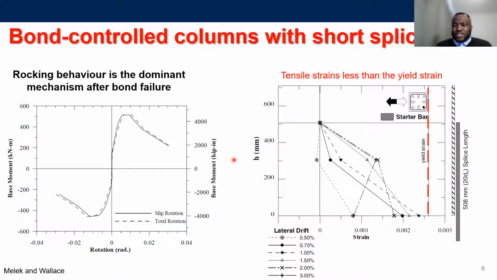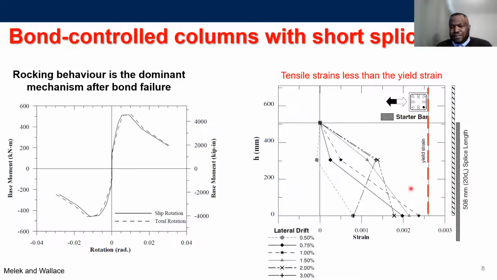I like to back up everything I say with experimental results. Here is the plot showing the base moment versus rotation for the column, which I previously showed. What we see is the fixed-end rotation contributing about 80 to 90% of the total rotation in the column, and it's due to the bond loss. So in reality, if you're trying to model this type of column, you need to capture this fixed-end rotation as much as possible, because you'll get less deformation due to flexural curvature and less deformation due to shear distortion.